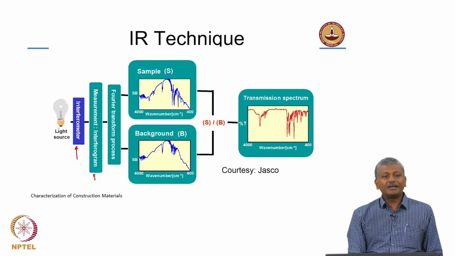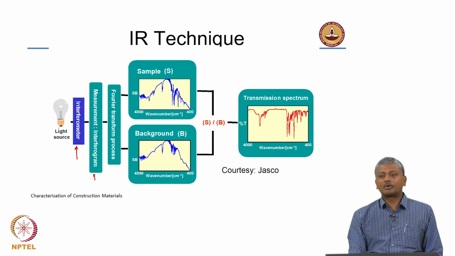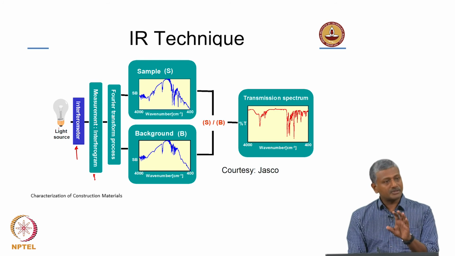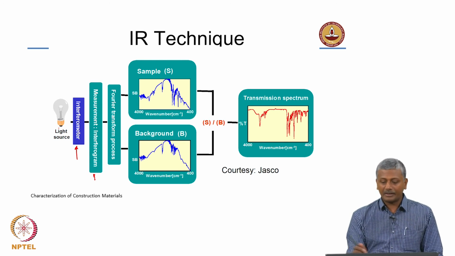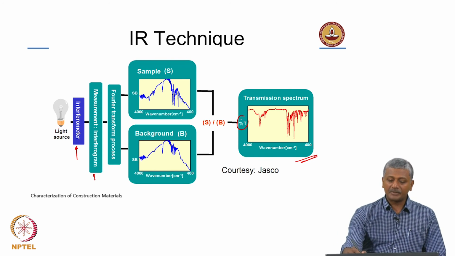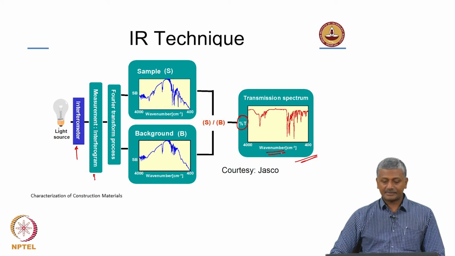We are operating at infrared wavelengths. So, there is a sufficient amount of infrared radiation in the background also, which needs to be removed from the system to actually get a clear understanding of the absorbance spectra for the sample itself. And ultimately we get what is known as the transmission spectrum. So, here the percentage transmittance is plotted against the wave number on the x axis.